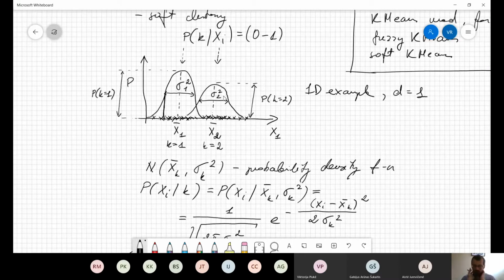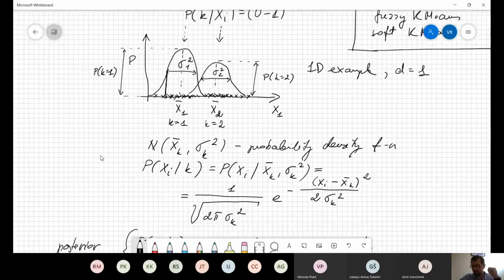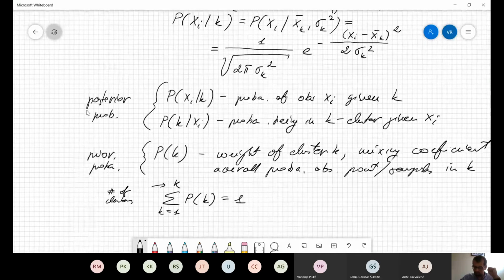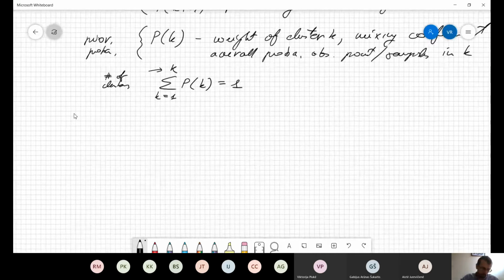So if we don't know any information about the point location, we just say that the majority cluster is basically the highest one because it's the most important. It has the largest weight in our mixture of the normals.